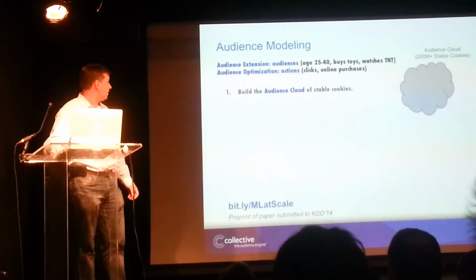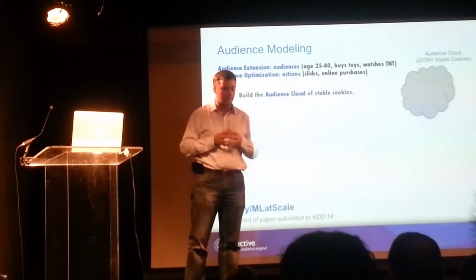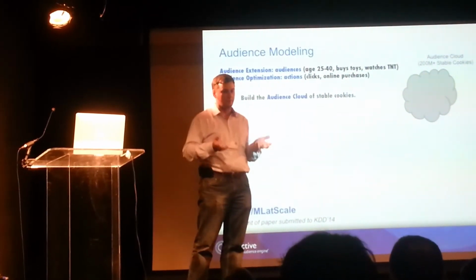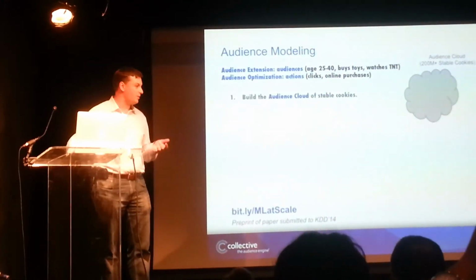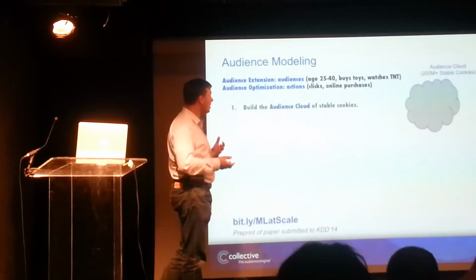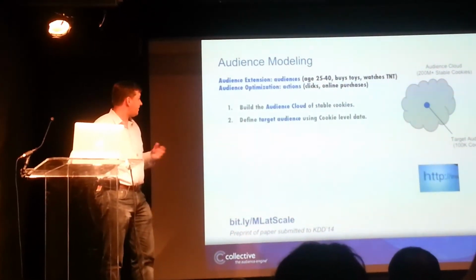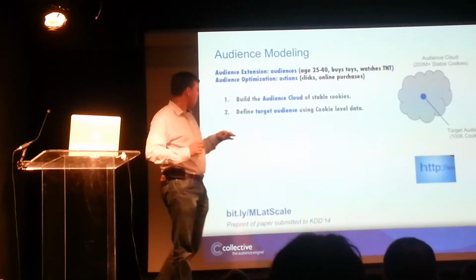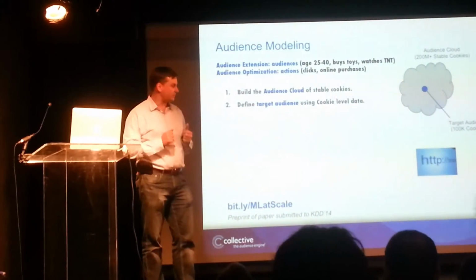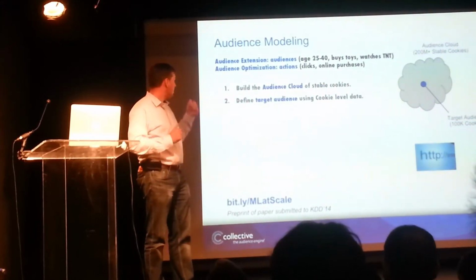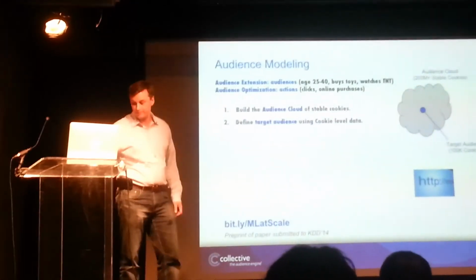So how does it work? We build the audience cloud. We have a couple hundred million stable cookies, which means that we've seen them a few times. We have some data on them. We know where they browse. We know what type of browser they're using, and so on. We define the target audience. So this is the seed audience. It could be the third-party segment for which we have a license to use, or people who have converted previously or visited an advertiser website.